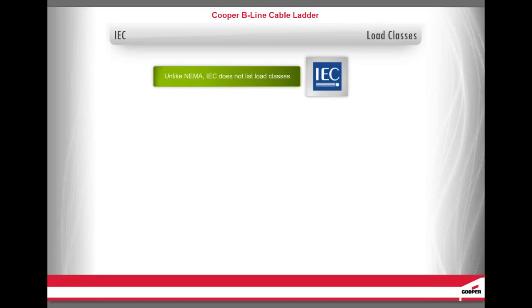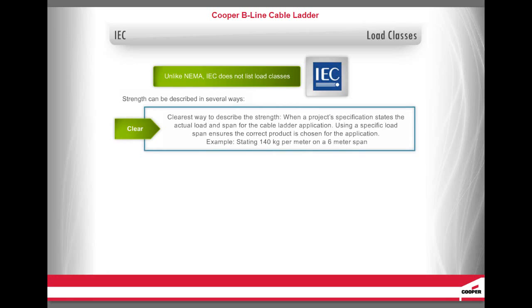Unlike NEMA, IEC does not list load classes. In the IEC specifications, the strength can be described in several ways. One, clear. The clearest way to describe the strength is when the project specification states the actual load and span for the cable ladder application of the project. Using a specific load span ensures the correct product is chosen for the application. For example, stating 140 kilograms per meter on a 6-meter span.